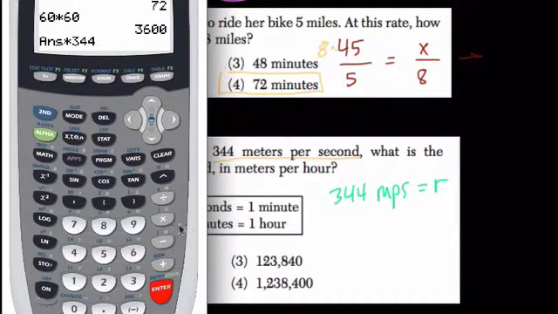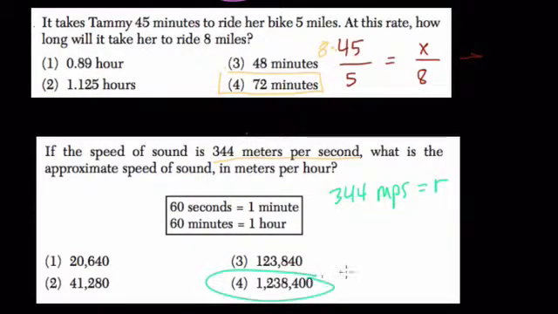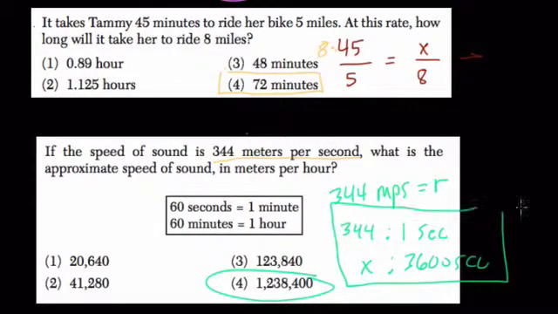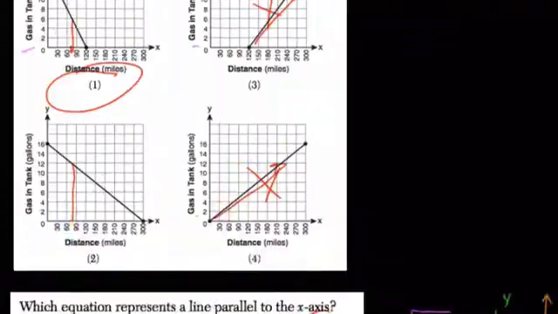Right? And that's 1,238,400. And you can think of it as a ratio. If it's 344 meters for 1 second, how many meters x would it be for 3,600 seconds? So that's kind of the ratio we were solving here. Okay, let's try some others here.